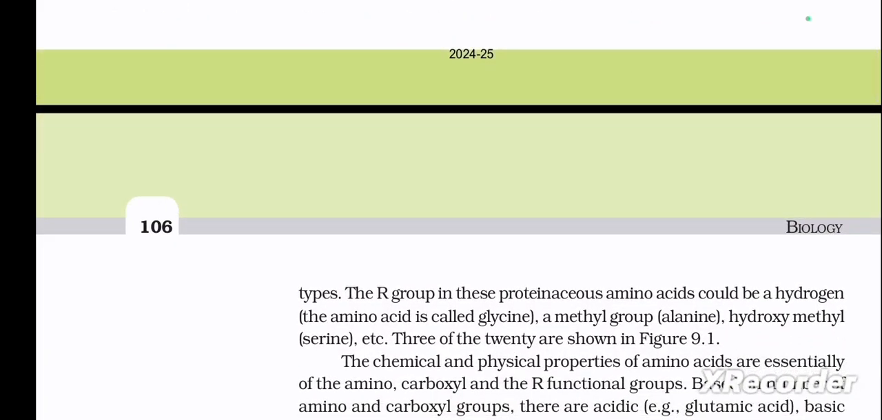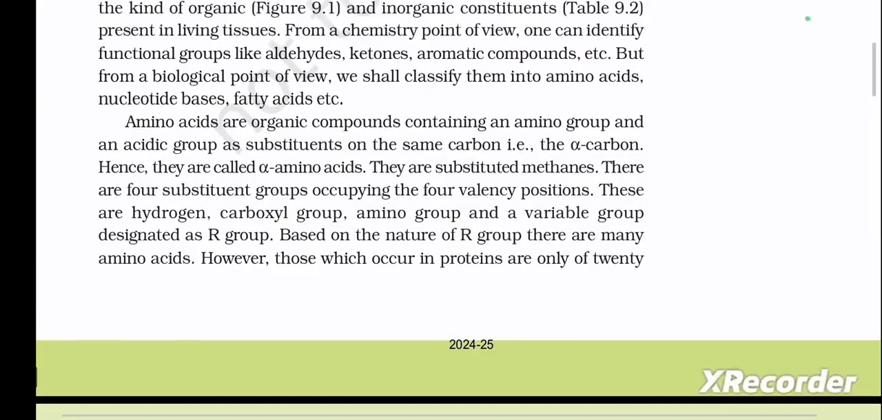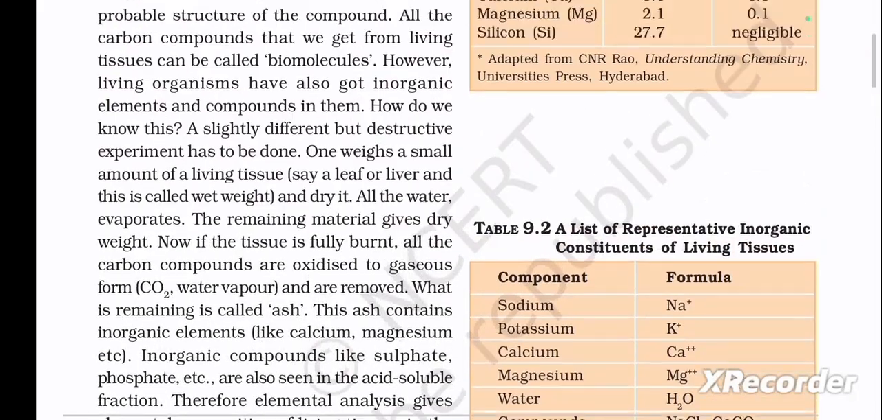The R group in these proteinaceous amino acids could be a hydrogen. The amino acid is called glycine, a methyl group, alanine, hydroxymethyl, serine, etc. 3 of the 20 are shown in figure 9.1. Okay, here let us see the figure 9.1.